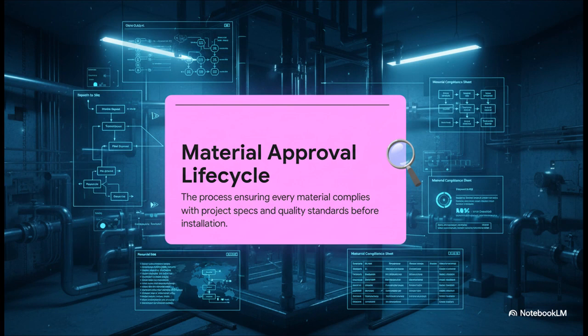The main tool we have to win this game is the Material Approval Lifecycle, or MAR. And it's so important to get this. This is not just about getting a signature on a piece of paper. As you can see, it is a complete process that guarantees every single item complies with project specs, international codes, and quality standards before it ever even gets close to the construction site.